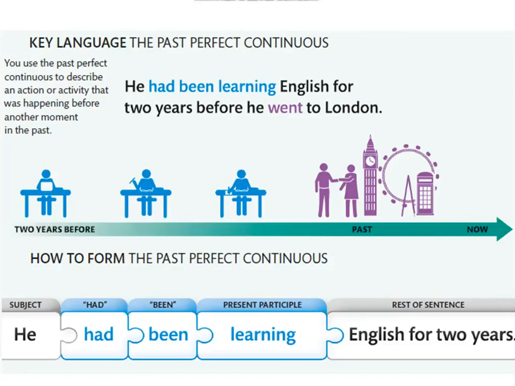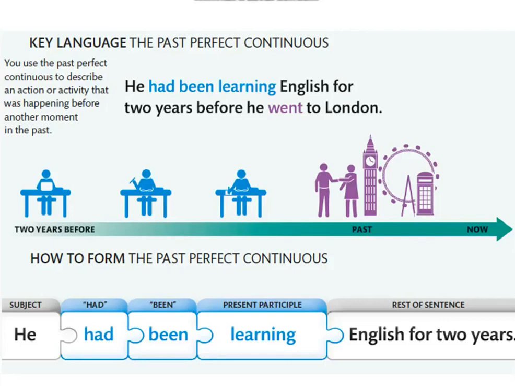You use the past perfect continuous to describe an action or activity that was happening before another moment in the past. So let's imagine that we have two actions that happened in the past, and one of them happened before the other. To describe that first action that happened before the other, we need to use either the past perfect simple or the past perfect continuous. He had been learning English for 2 years before he went to London.